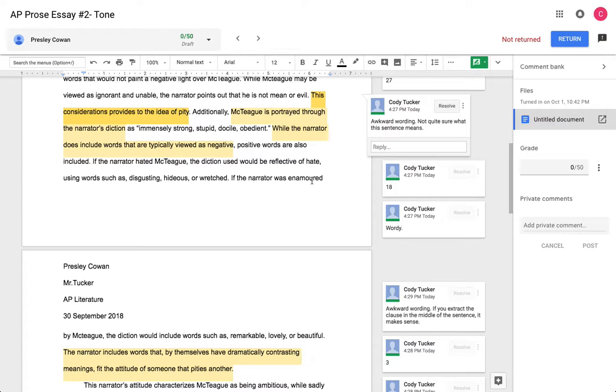It might be difficult to revise on your own. So if you need help, if you don't understand why something's awkwardly worded, or you don't understand how to fix something that's awkwardly worded, come up to me in class, or we can schedule some time during my planning block to go over this. I'd be more than happy to work with you.